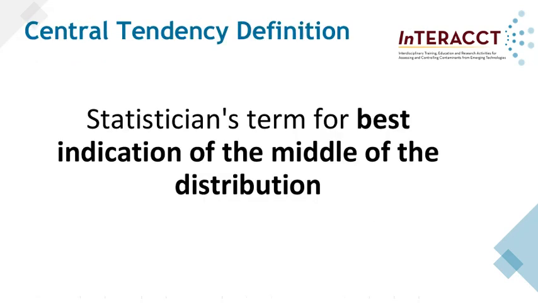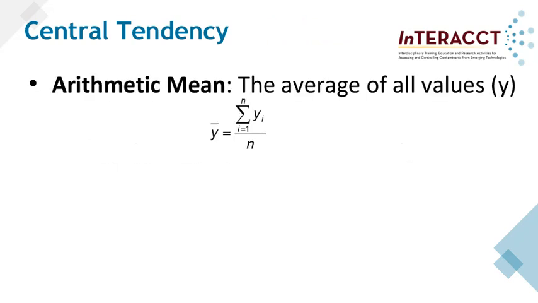To get back to the concept of central tendency, this is the statistician's term for the best indication of the middle of the distribution. And here are three different ways of thinking about that middle value. One is the arithmetic mean, or average. As shown in the equation, the mean is the sum of all the values divided by their number. This calculation results in a value in the middle of the distribution of all values. And here, what I mean by middle, I'll show in the next slide.